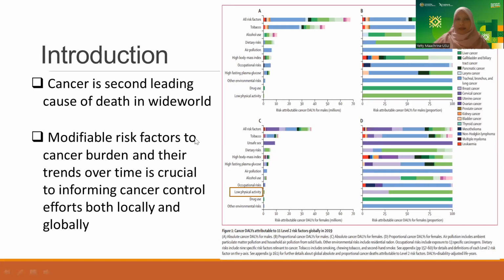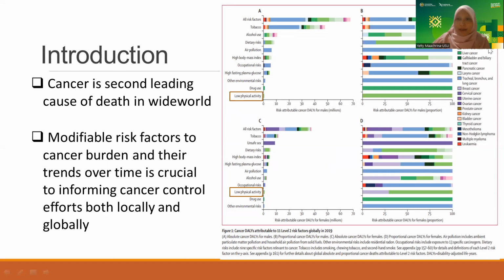Nowadays, we know that cancer has become the second leading cause of death worldwide. Most of the risk factors are modifiable, such as tobacco cessation, alcohol use, dietary risk, high body mass index, drug use, and low physical activity. These are modifiable anyway. And we see here that low physical activity leads to risk of colon and rectum cancer.